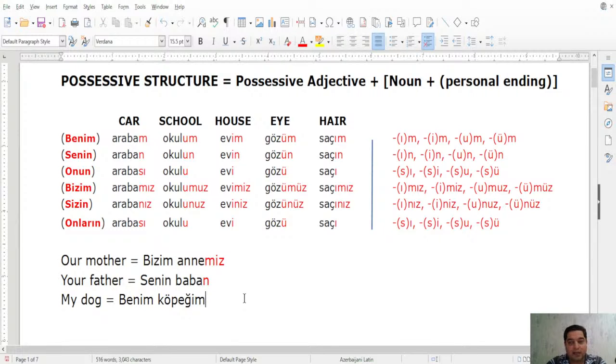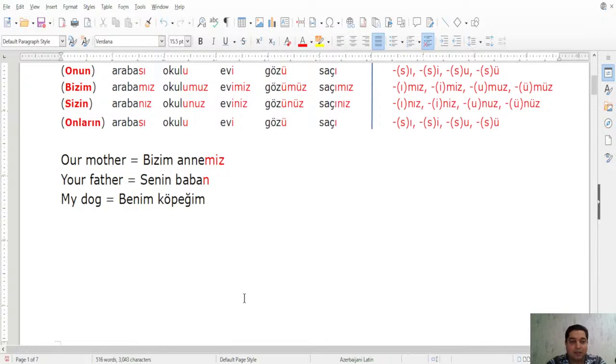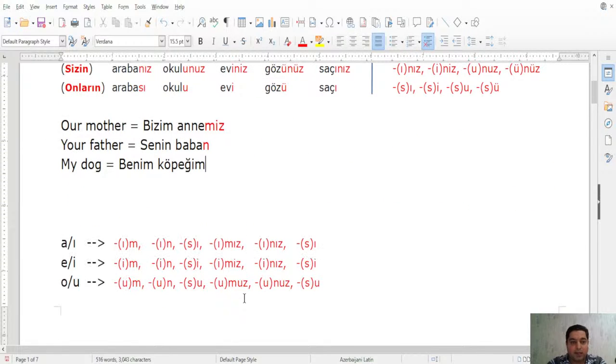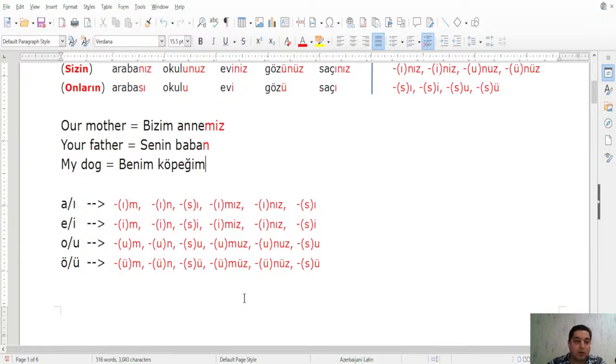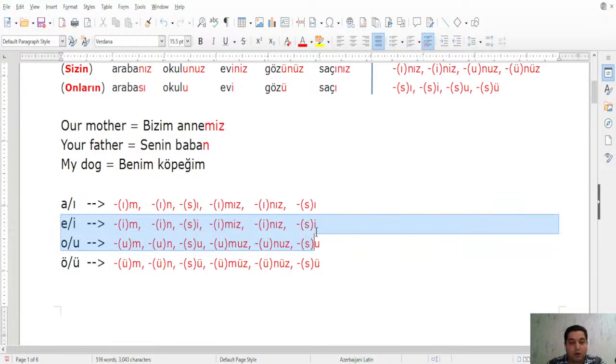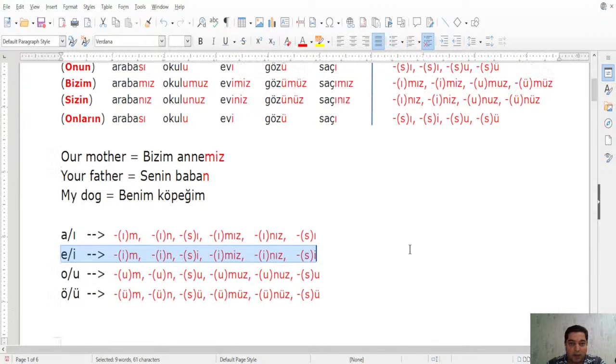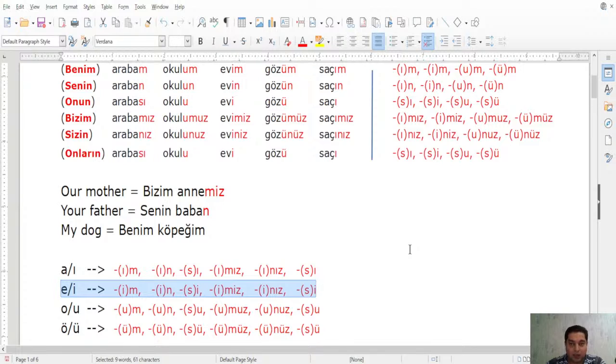Now, how do you decide whether it's im, ım and so on? Remember, we always had a rule, right? For that rule, it's very simple. If the last vowel in the word, in the noun, is a or ı, it all goes with ım, ın, ı, ımız, and so on. Okay. If the last vowel is e or i, we go with this i only. Okay, so you will choose the i structure.